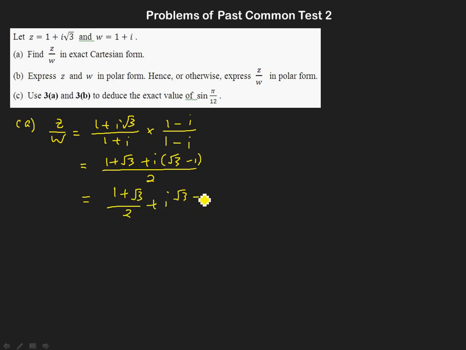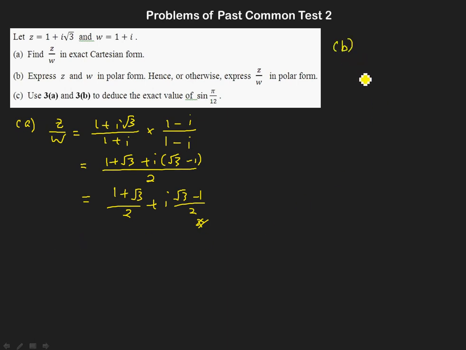So root 3 minus 1, divided by 2. Voila, that's it. And this is in the exact Cartesian form. Exact because we didn't use any calculator at all. And then next part, we'll do B here, right?